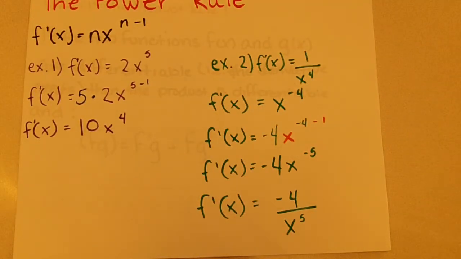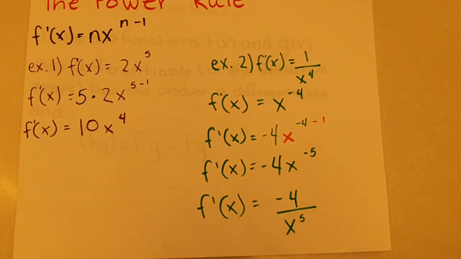Another method of taking the derivative is the power rule. This says that f prime of x equals n times x to the exponent n minus 1. For example 1, f of x equals 2x to the 5th. You take the 5 that's in the exponent and multiply it by the constant. So you get 5 times 2, with x to the 5th minus 1, subtracting 1 from the exponent, which gives you 10x to the 4th.